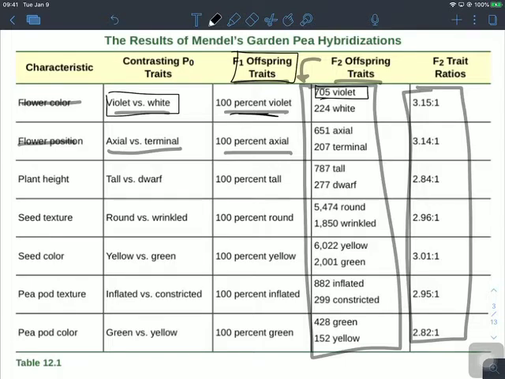And then from a second cross, getting a flower that is axial. Now these are 2 totally different gene pools. You don't know the flower color here and you don't know the flower position here. So you're just completely separate here, 2 independent trials.